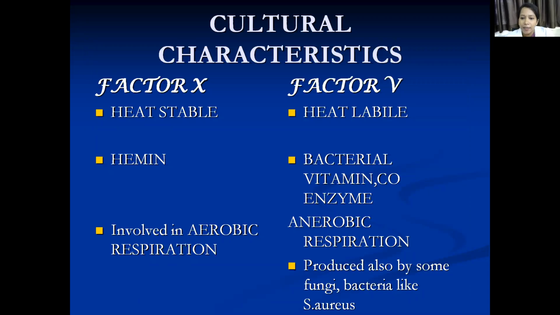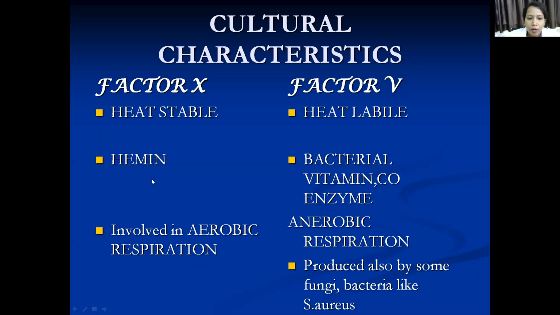Coming to the factors responsible for the growth of Haemophilus, that is factor X and factor V. What is the difference between these two? Factor X is heat stable, whereas factor V is heat labile. Chemically, factor X is composed of hemin and factor V is composed of bacterial vitamin. You can remember this as V for vitamin, bacterial vitamin and also coenzyme.